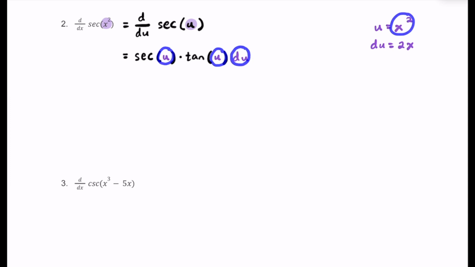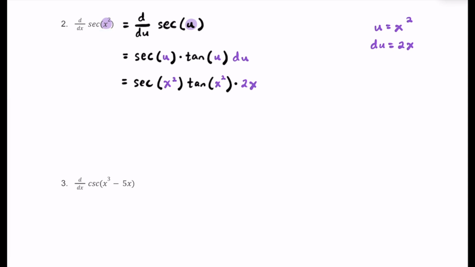And then for this du, we know that that was 2x, the derivative of it. And let's go ahead and put that back in. So our final derivative here is going to be secant of what? It's just going to be x squared. And then we're going to go ahead and say that's going to be multiplied by tangent of that same x squared, multiplied by du. So we're going to multiply that by the 2x.